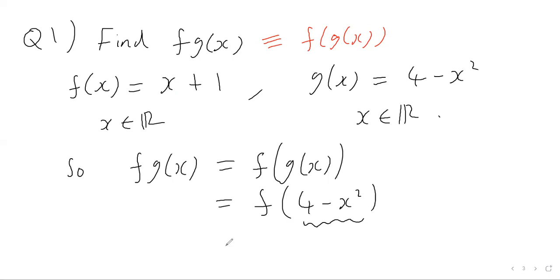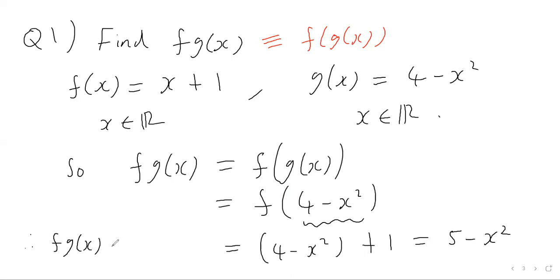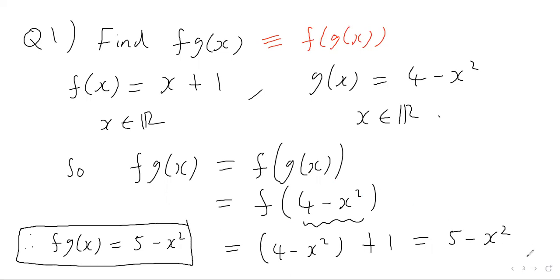And so if we do that, we get this x substituted for 4 minus x squared. So that's 4 minus x squared, and then the plus 1 there. So we get 5 minus x squared. And so therefore, that means that f composite g function, evaluated at the value x, is going to be 5 minus x squared. Okay, so that's our first example.